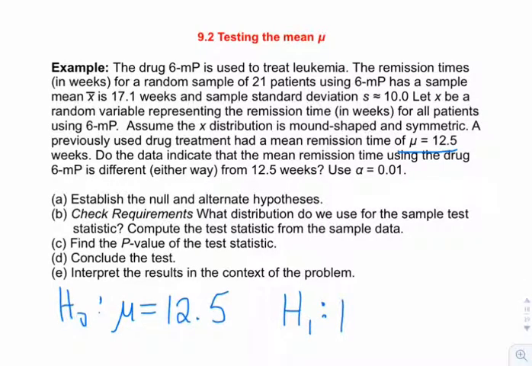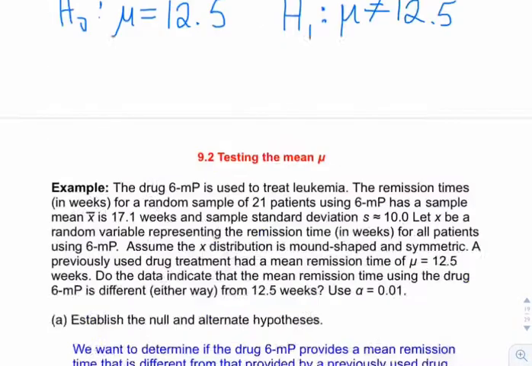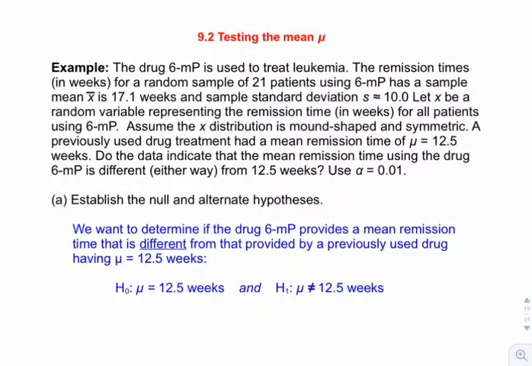What is our alternate hypothesis going to be? It'll be a claim still about the mean, still about 12.5. The distinction now is that we want to look, do the data indicate that the mean remission time is different? Just different. So I'm just going to say not equal. It doesn't say bigger, smaller, just not equal. Okay, so we have our null and alternate hypotheses.